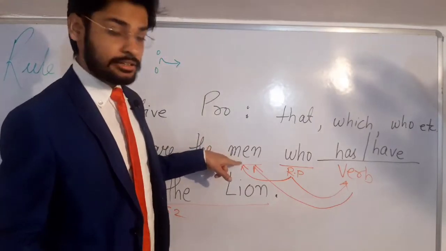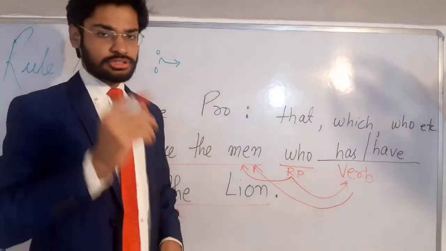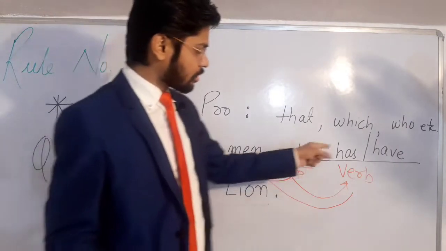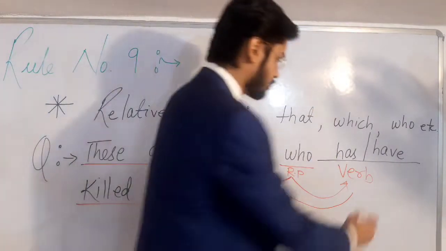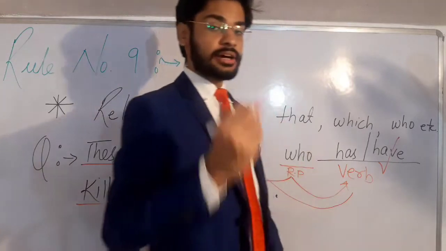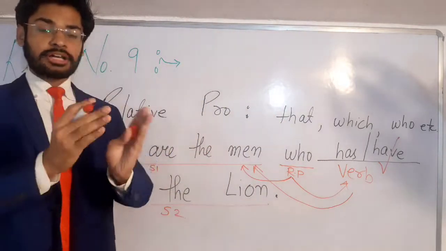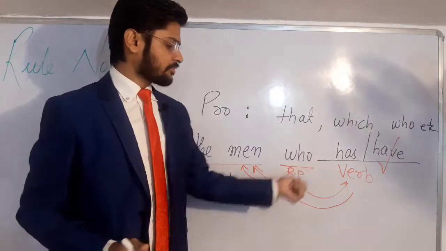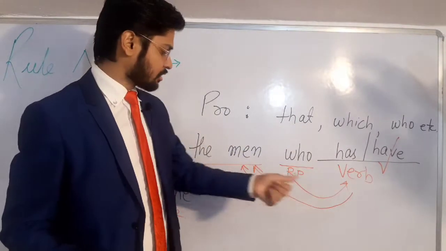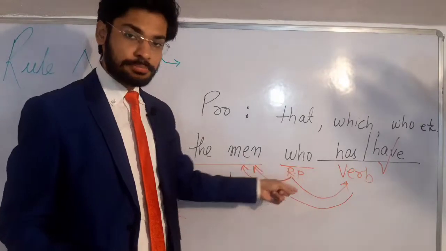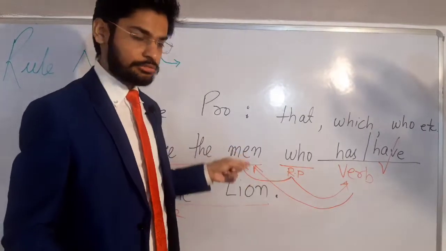We all can see here, men is the noun used here, which is plural. So verb will also be plural. So have is the right answer, students. So students, rule number 9 says the verb just after the relative pronoun depends on the noun or pronoun just prior to the relative pronoun.